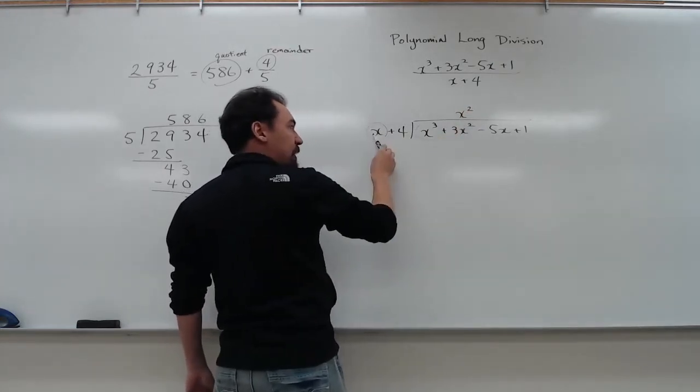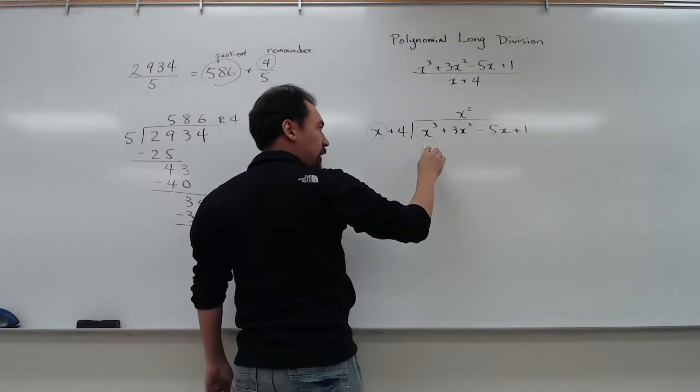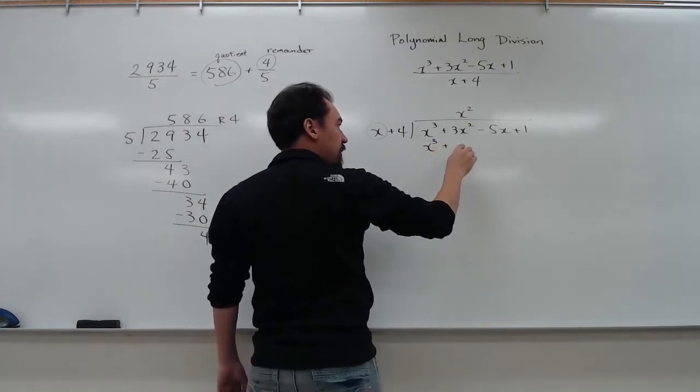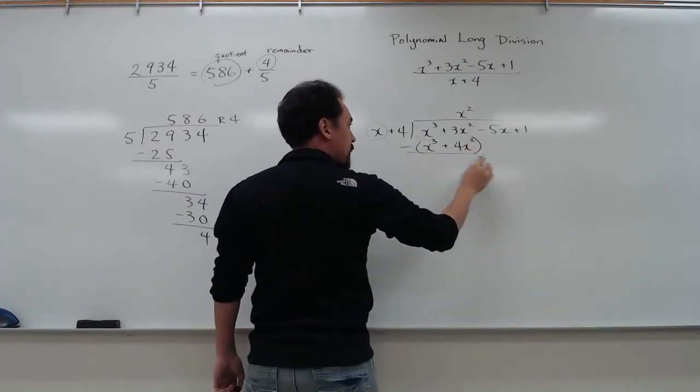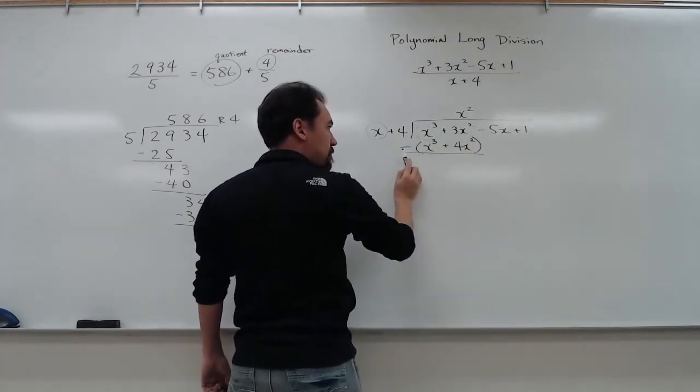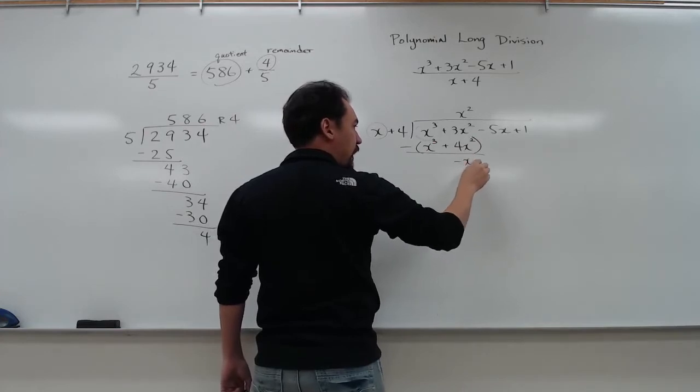x squared times x plus 4. I'm going to write x cubed plus 4x squared. Then I'm going to subtract all of this. Those will cancel, and 3x squared minus 4x squared gets me negative x squared.